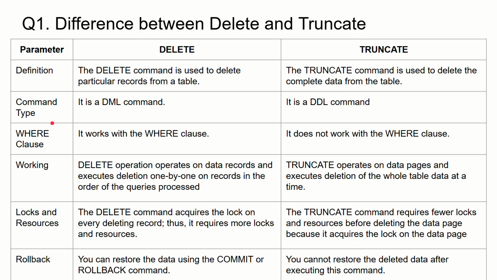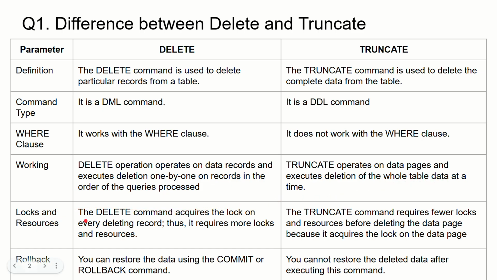Second parameter is command type. Delete is a DML command, whereas truncate is a DDL command. Where clause. Delete works with the where clause. Truncate does not work with the where clause. Working. Delete operates on data records and executes deletion one by one, whereas truncate operates on data pages and executes deletion of the whole table at a time.